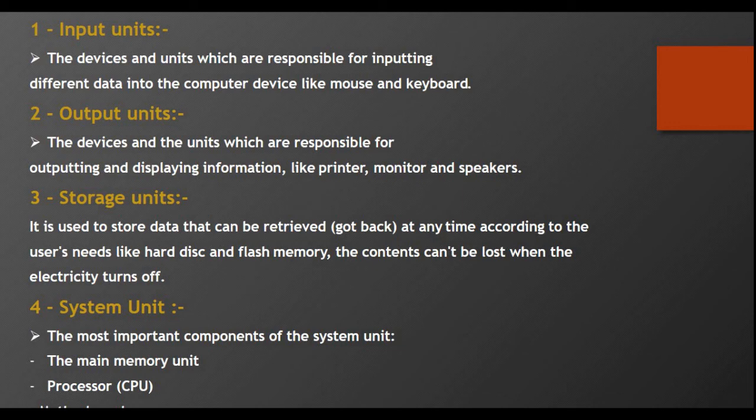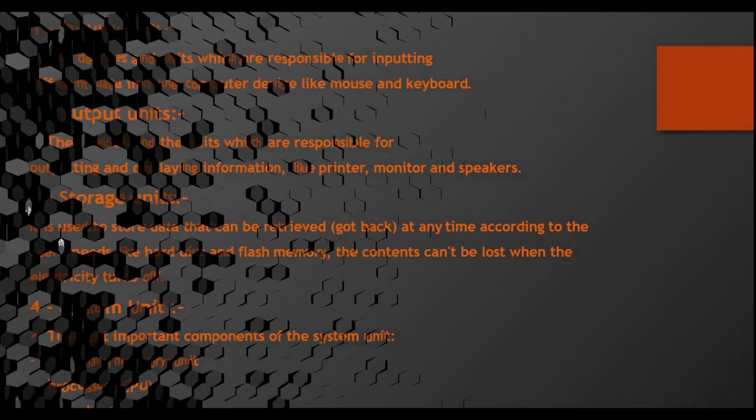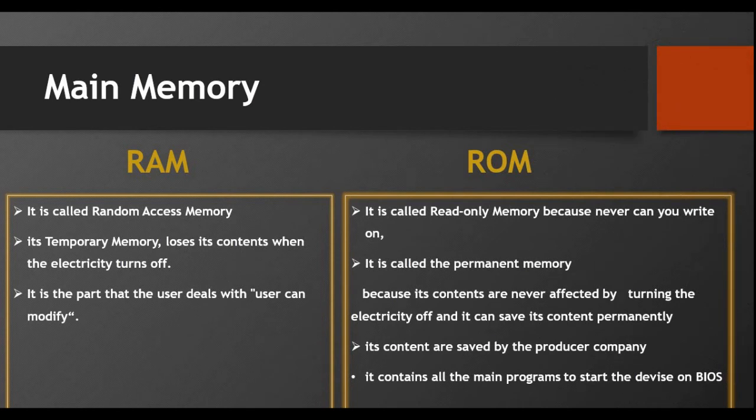And the last and very important part in the hardware element is the system unit. The system unit is the most important unit because it contains three components. First one, the main memory unit. Second one, CPU or processor. Third one is the motherboard. We can start with main memory.